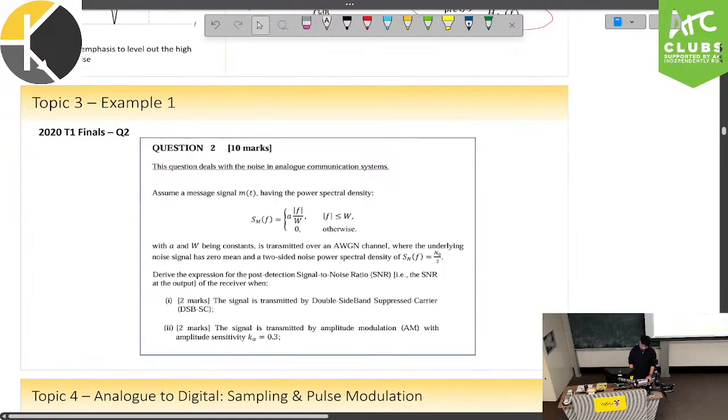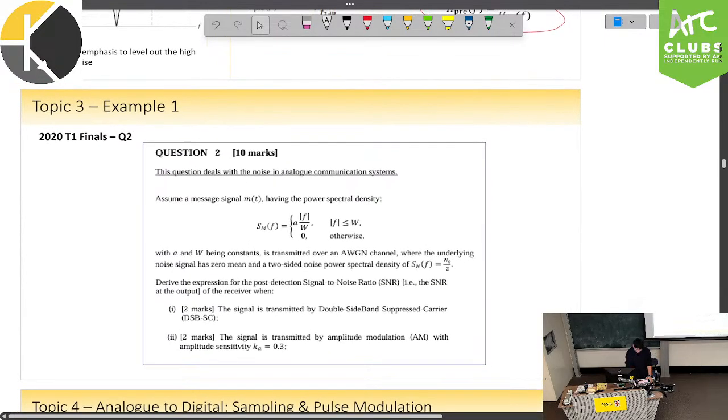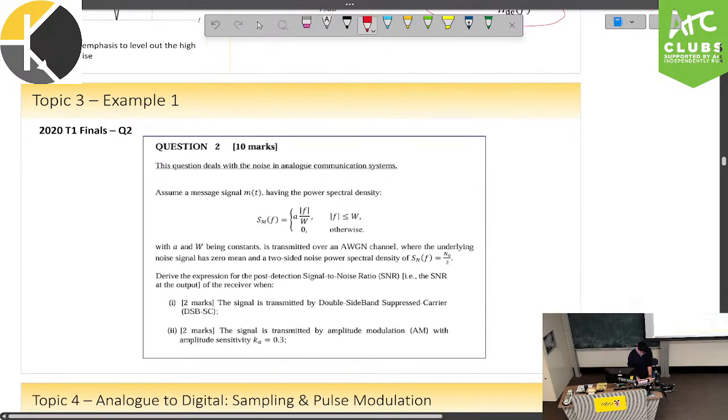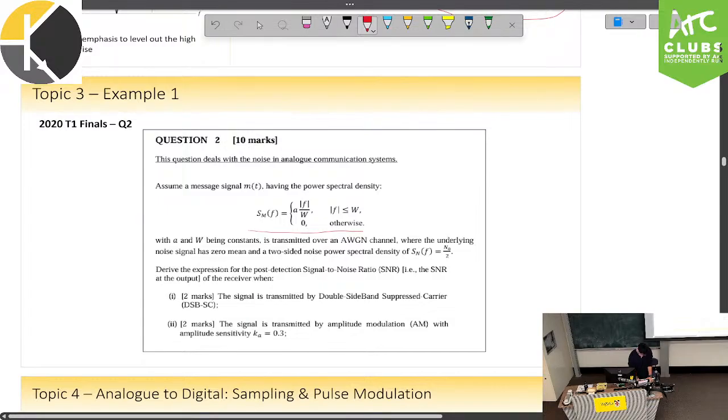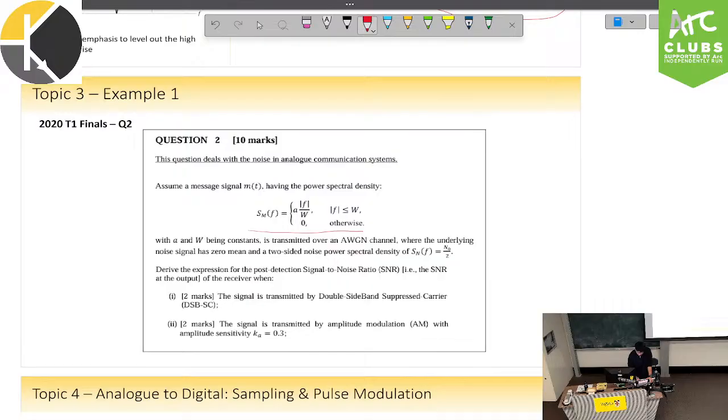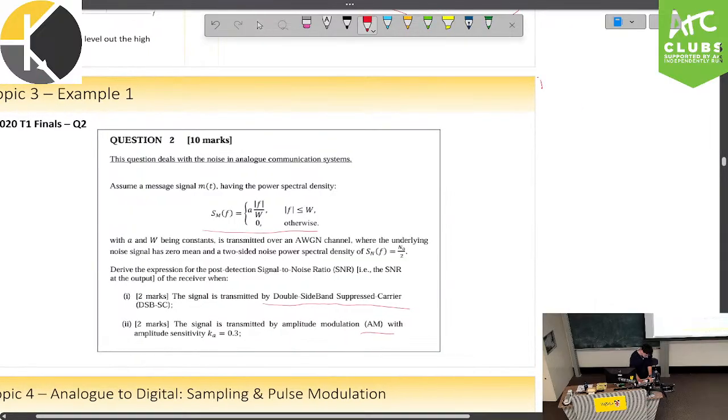Alright, jumping into a question. Assume a signal m(t) having the power spectral density given by this equation. Derive the expression of the post-detection SNR, i.e. SNR at the output of the receiver when we use DSB-SC and then when we use AM. So first we'll look at the DSB example.